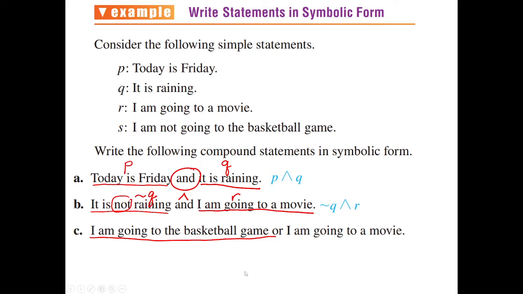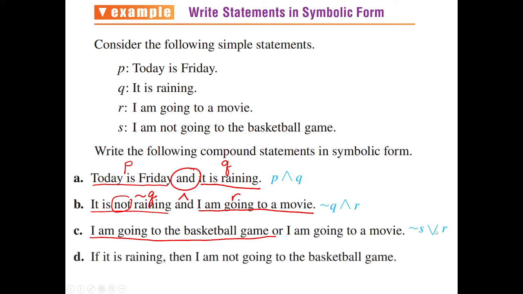So I am not going to the basketball game. Kay ang S gibutangan nag-negation kay I am removing the word not. I am simply negating the sentence. Then I am using or. So the symbol for or is this. And I am going to a movie.